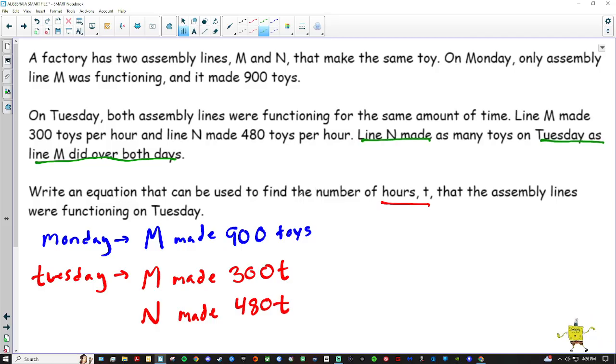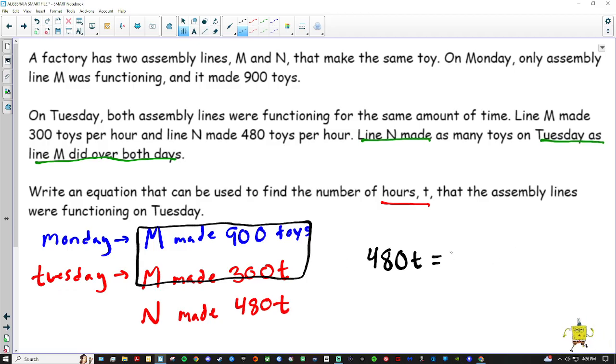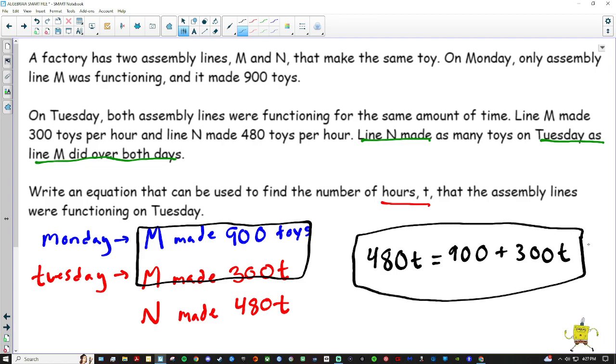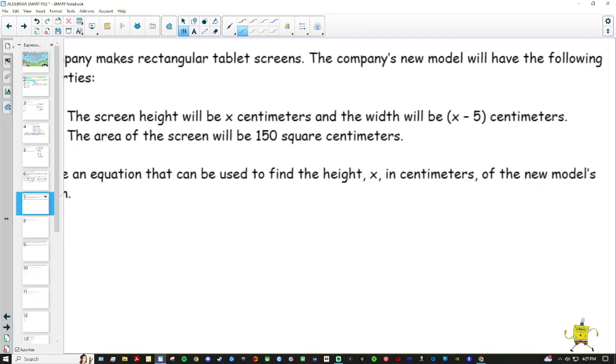So write an equation that can be used. So line N, which made 480 T, made as many, the same, equals on Tuesday as M did both days. So both days M made 900 and 300 T. 900 plus 300 T. And there is our equation. All done. Next problem.